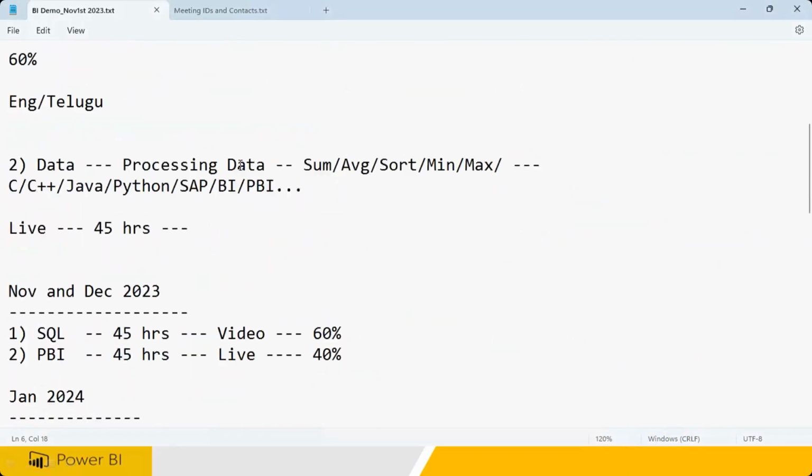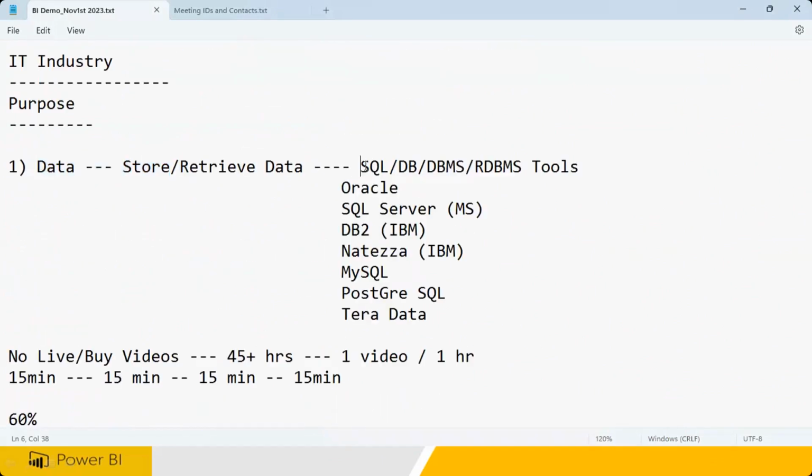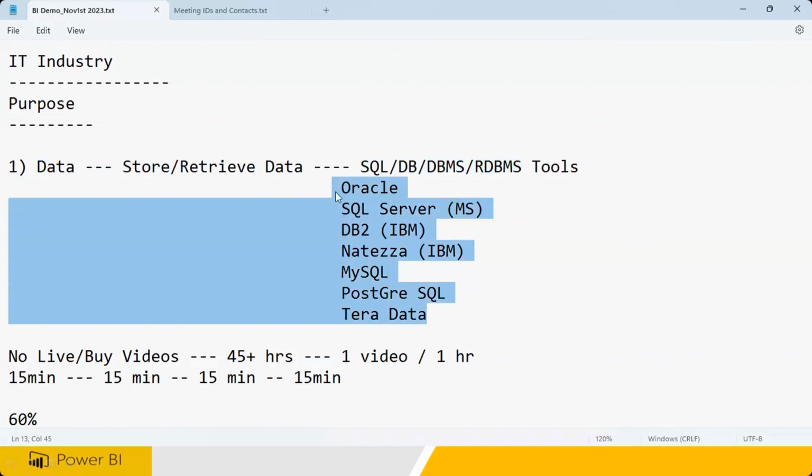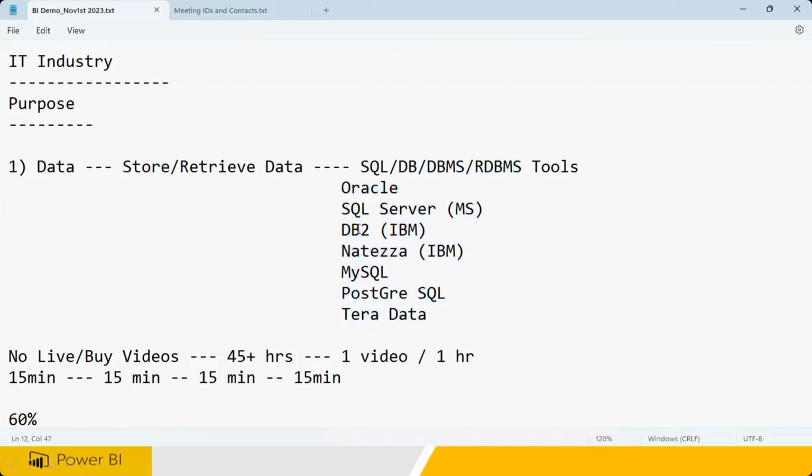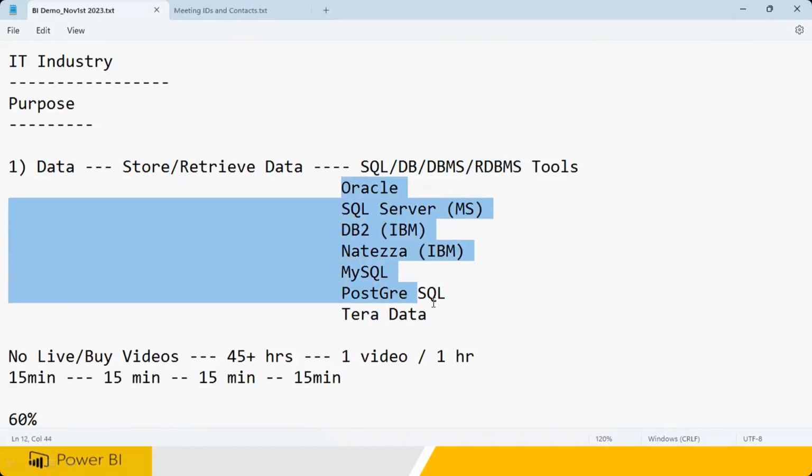Yesterday I told you there are a lot of SQL software in this world. Oracle is SQL software, SQL Server is SQL software, DB2, Netezza, MySQL, Postgre, all these companies are giving you SQL software. So we are going to be learning SQL Server from Microsoft. Why? Because Power BI is from Microsoft. Power BI, if you wanted to learn, compulsorily you have to know one RDBMS.